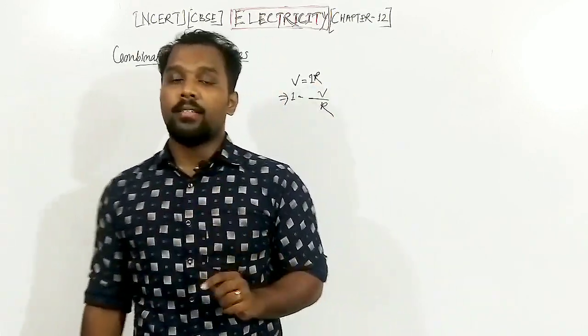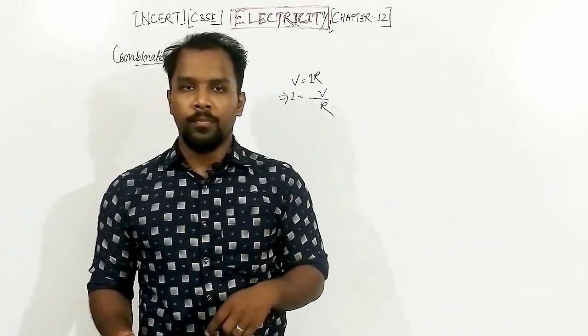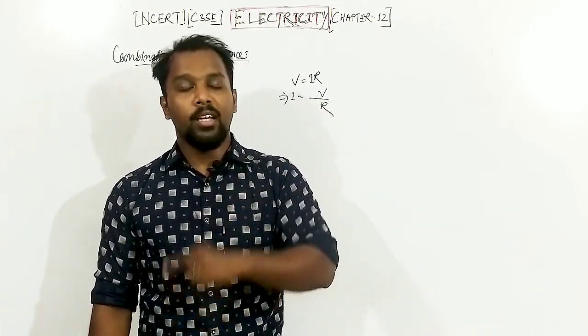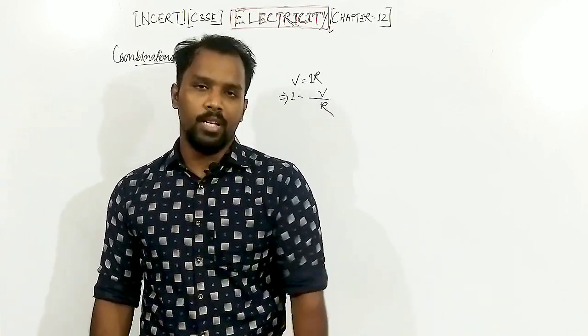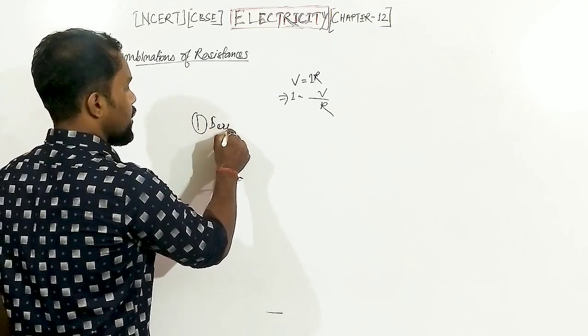But there are certain gadgets where the resistances are connected in different combinations. Whenever I have to discuss the combination of resistances, there are basically two types of combinations. The first one is known as what? Series combination.